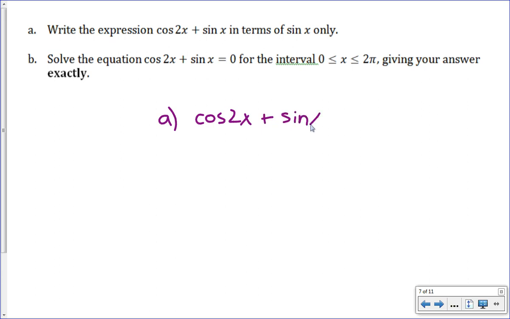This is where I'm going to look to my identities in the formula booklet and see if there's a way I can write cosine 2x with sine only. And indeed, I see in the formula booklet that cosine 2x is equivalent to 1 minus 2 sine squared x. So I'm going to swap out cosine 2x with this expression, and then I have this plus sine x at the end. Part B now says, set that equal to 0 and solve.